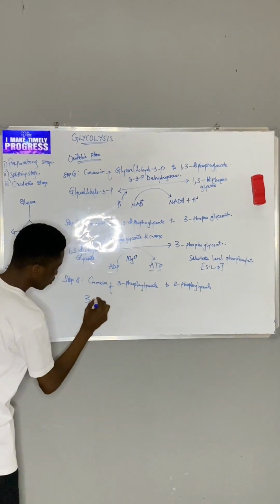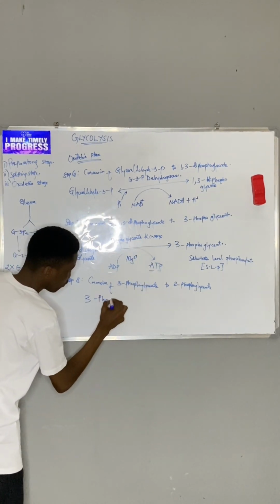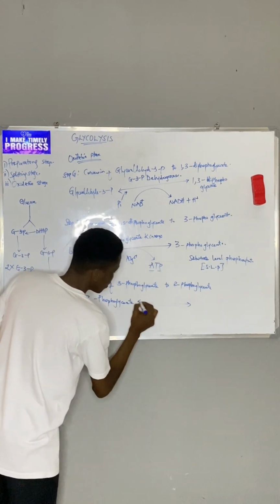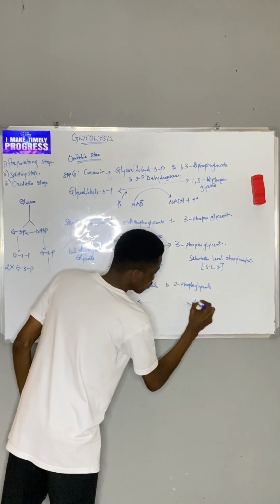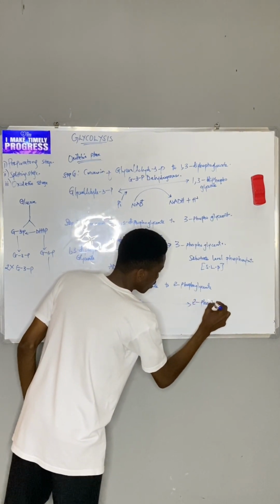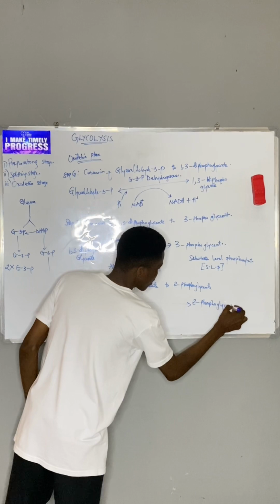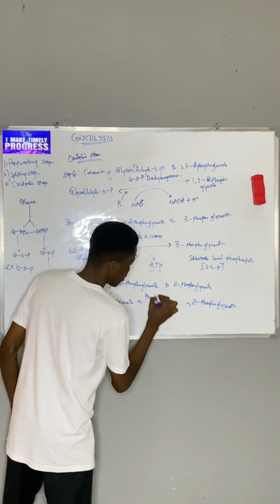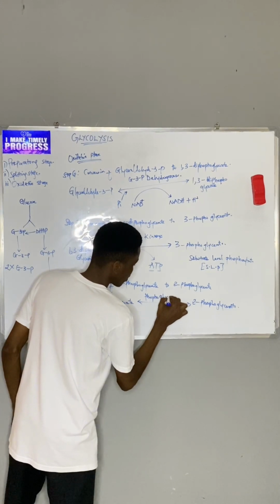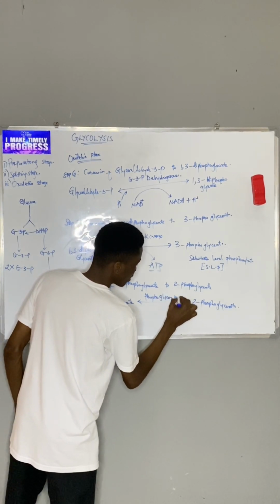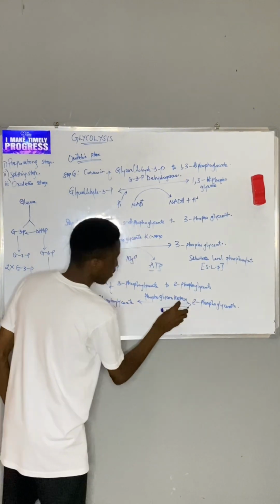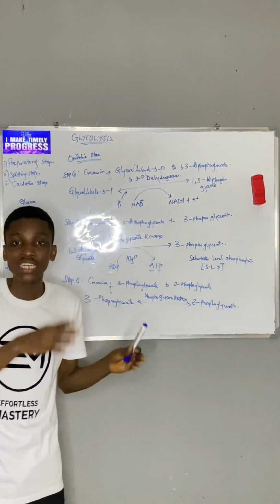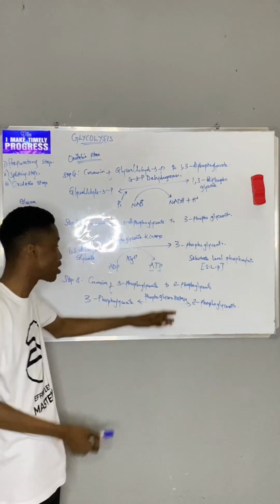3-phosphoglycerate is changed, of course it is reversible, to 2-phosphoglycerate. And like I said, the enzyme here is called a phosphoglycerate mutase. And I gave you the idea that mutase is an idea of mutation. So something is changing, there's an alteration from the normal, so it is a mutase.